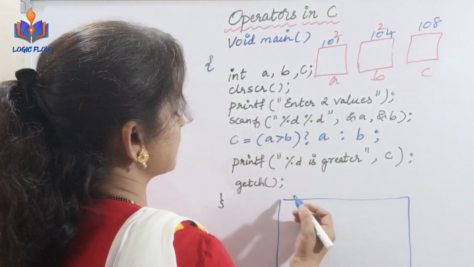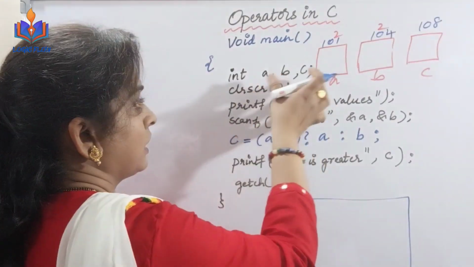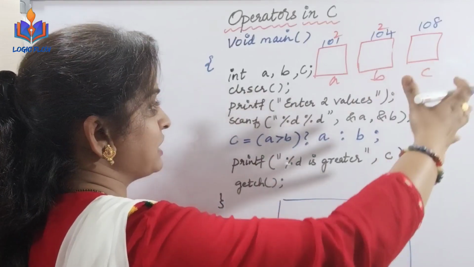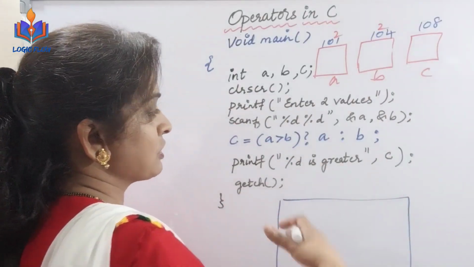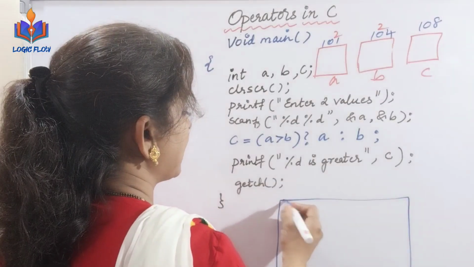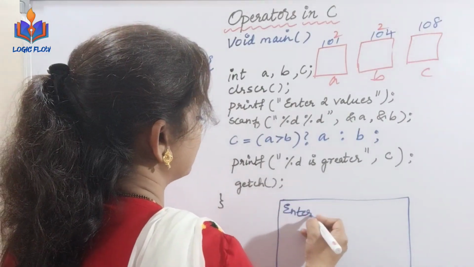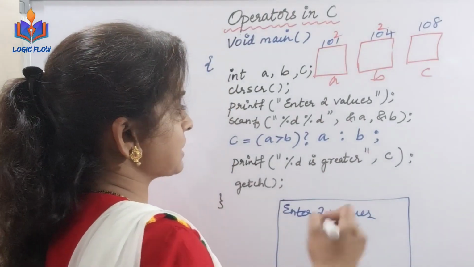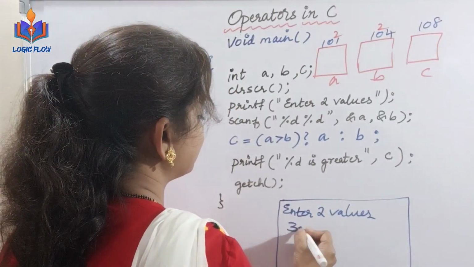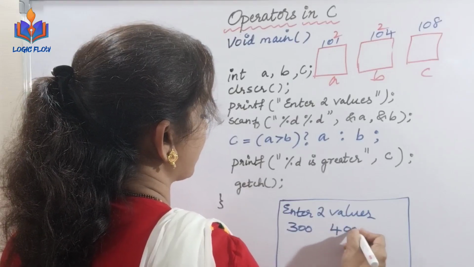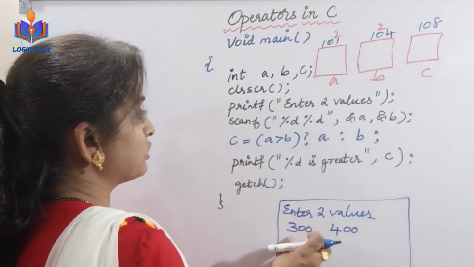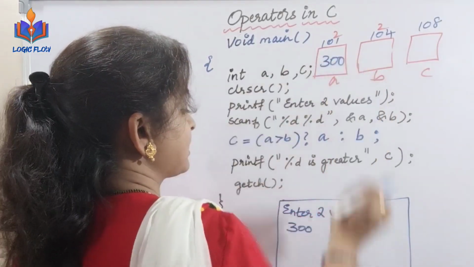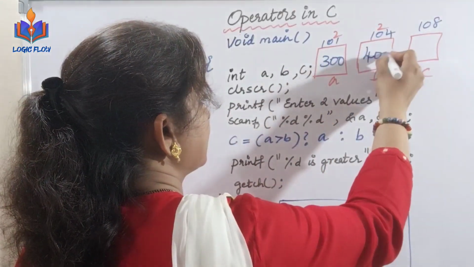The first thing that happens is the variables will be declared, like memory will be allocated for them, a, b, c. The previous output screen gets cleared, and then I'll be getting the message enter two values. As soon as I read the message, I start inputting the values. I just say 300 and 400. The first value 300 will go to the address of a, and the second value will go to the address of b, say 400.